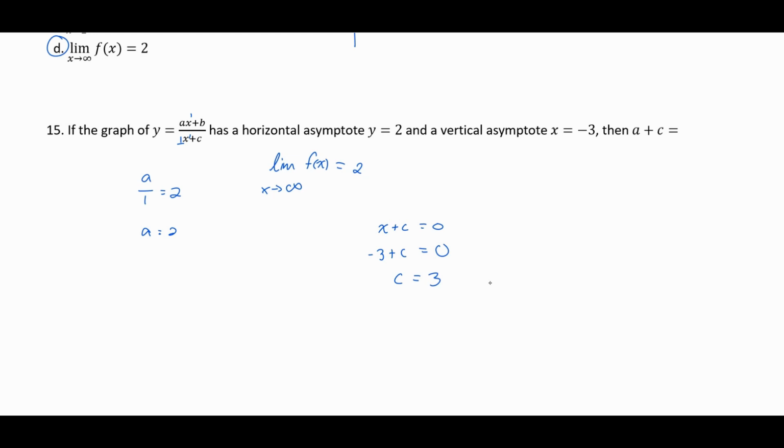Now we just need to come back and answer our question. What is a plus c? I guarantee you, as you're going through multiple choice, 2 and 3 are going to pop up. And then you're going to answer one of those, and it's not going to be correct, so you need to add them. 2 plus 3, our answer is going to be 5.